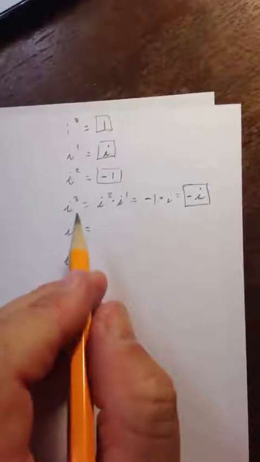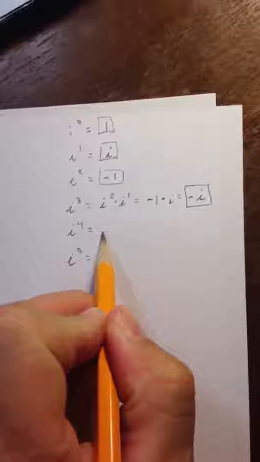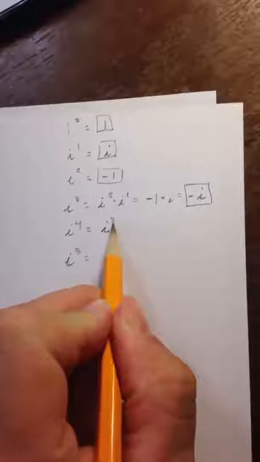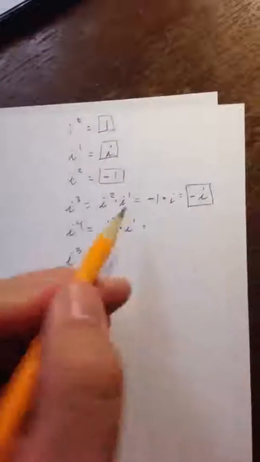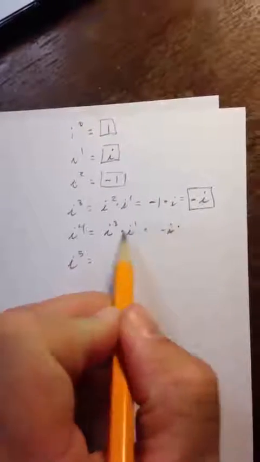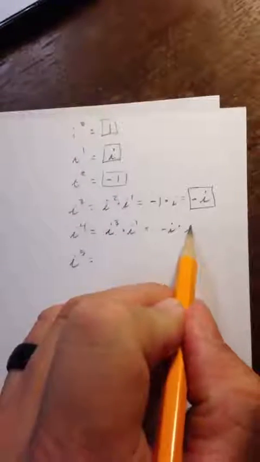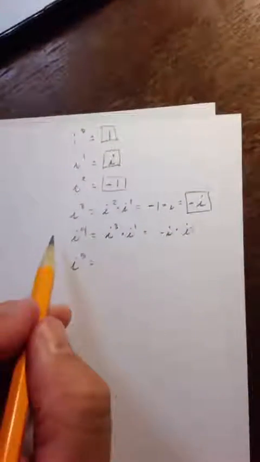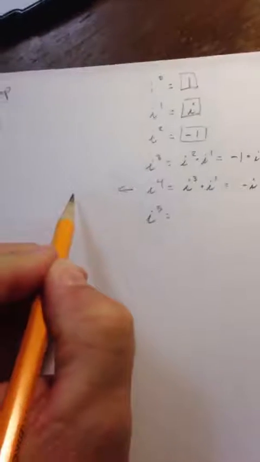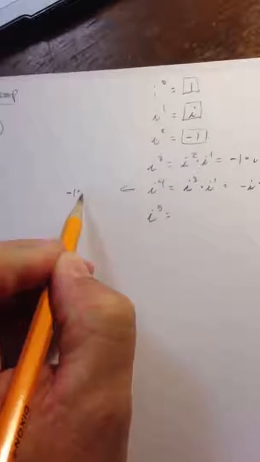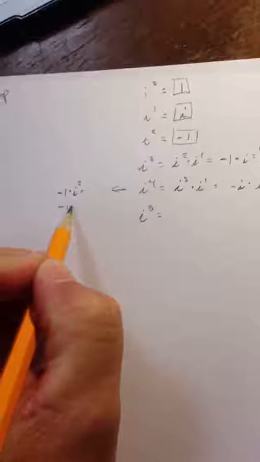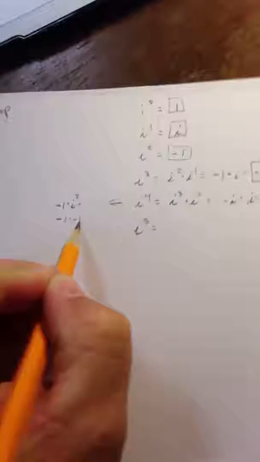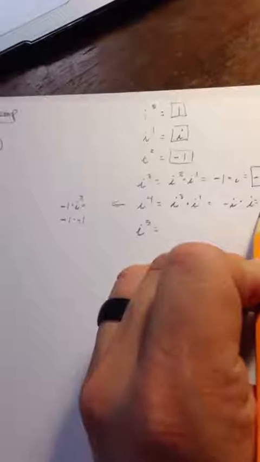And likewise, I can show i to the fourth to be i to the third times i to the first. So now I know i to the third was my negative i times my i to the first, which is just i. So I'm going to come over here because I'm running out of room. So what that's saying is negative 1 times i squared. Well, i squared is negative 1 itself, right? So really I'm saying negative 1 times negative 1, which is 1.